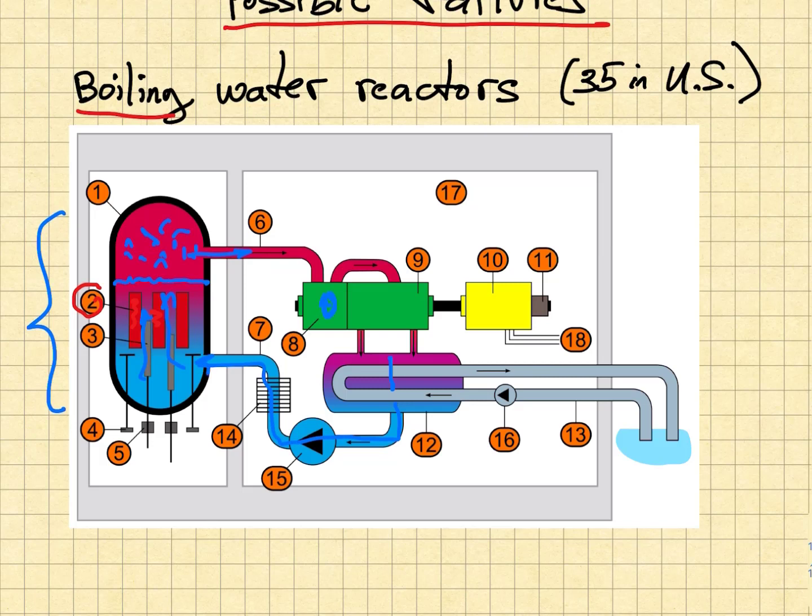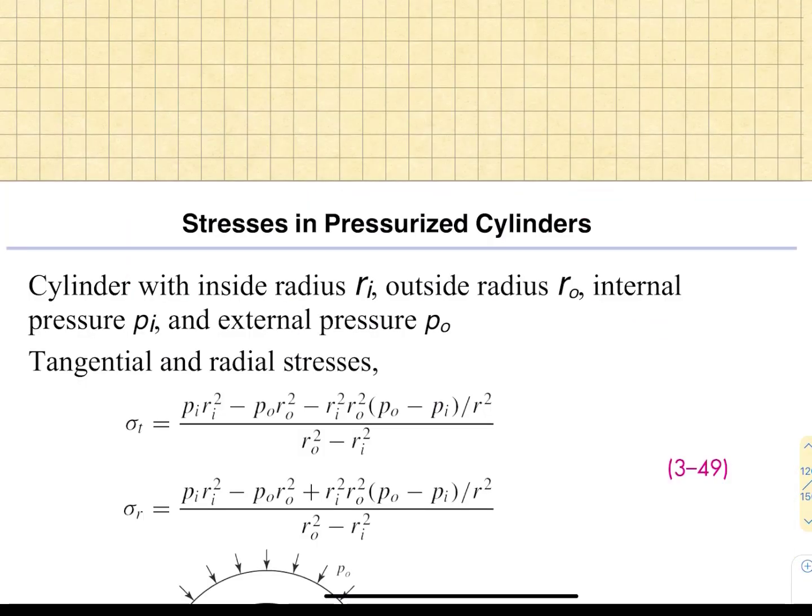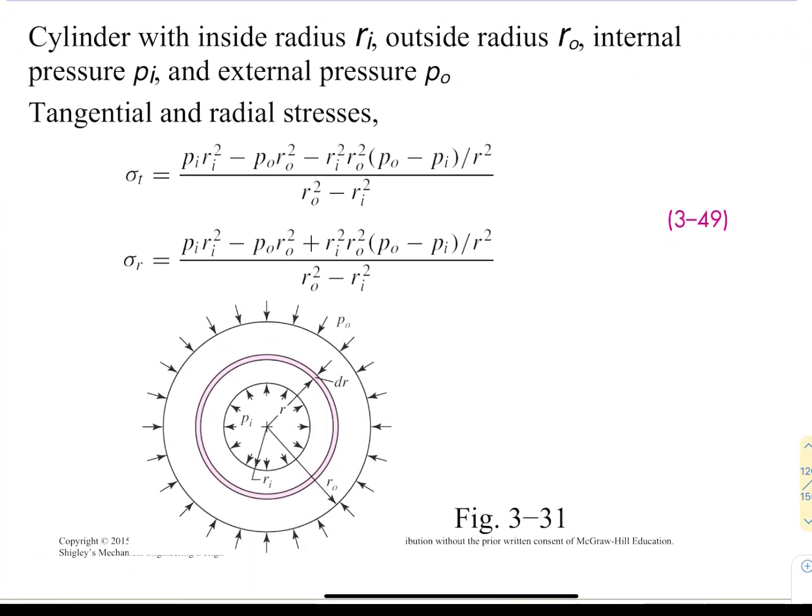We have 35 of those in operation in the United States today, and it's important to note that this can be under some pretty significant pressure, and so this pressure vessel has to be able to withstand it. All the piping must be able to withstand it. The turbine must be able to withstand it. So you have to design all of these things to be able to handle the pressures they are expected to operate on. So let's just imagine stresses in a pressurized cylinder.